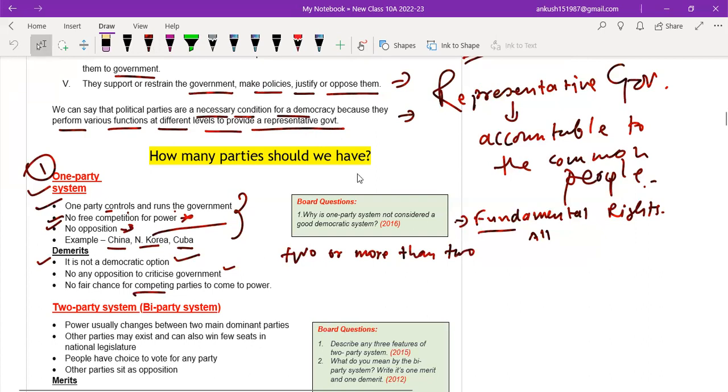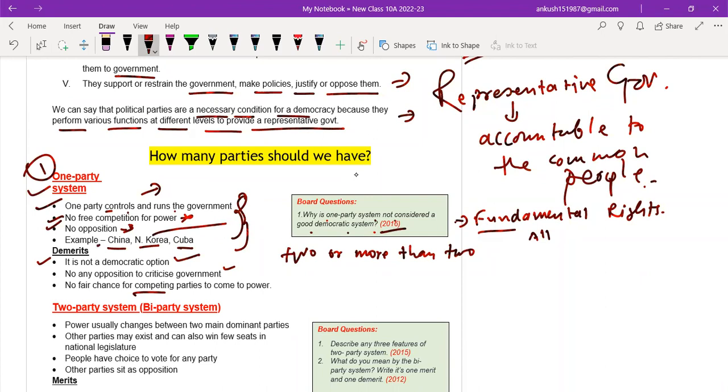The board question which was asked on this topic in 2016 was: Why is one party system not considered a good democratic system? See, one thing I'm telling you. Suppose you are writing these points. While writing these points, whatever I have explained in regard to these points, you have to write that. Don't write only points. You have to explain as well.